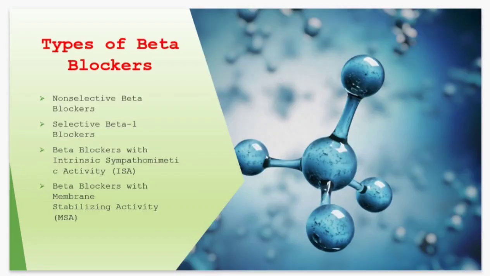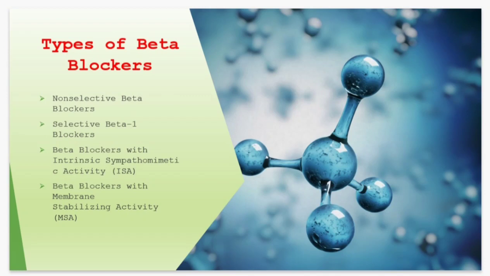Types of beta blockers. First is the non-selective beta blockers. These block both the beta 1 and beta 2 adrenergic receptors. Examples include propranolol, nadolol, and timolol. Non-selective beta blockers have a wide range of indications, including hypertension, angina, arrhythmias, migraines, essential tremors, and glaucoma.